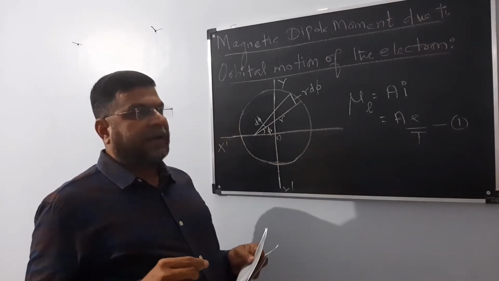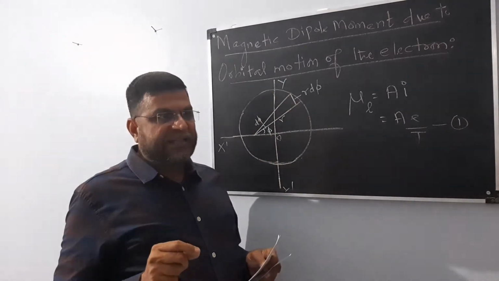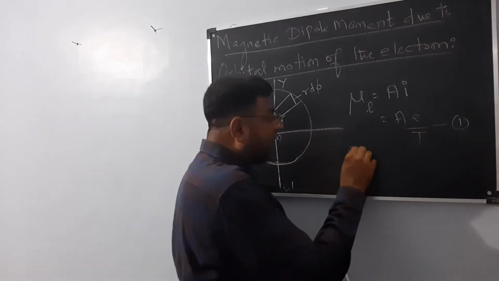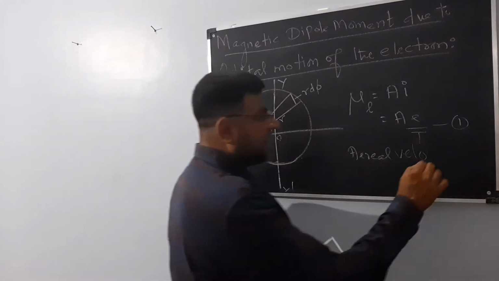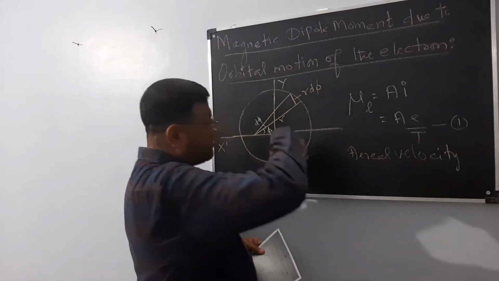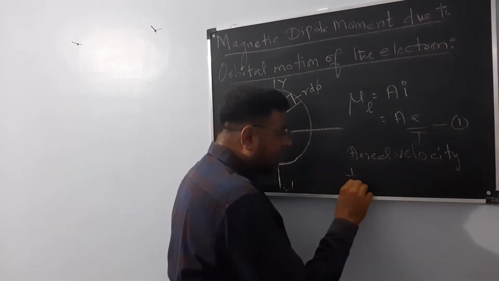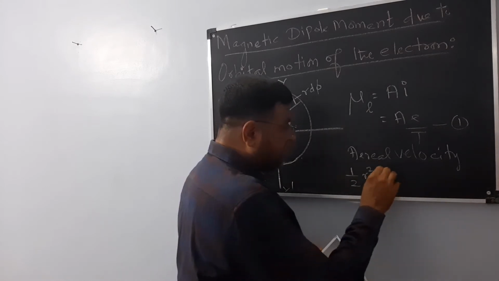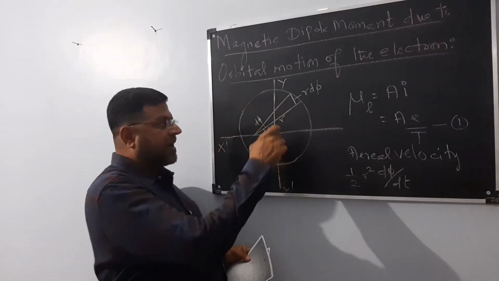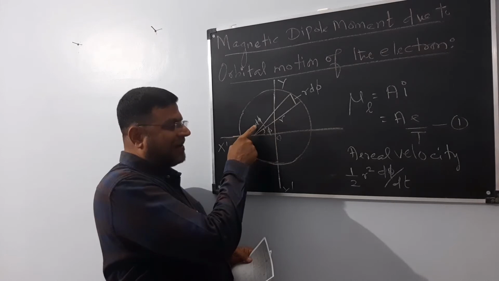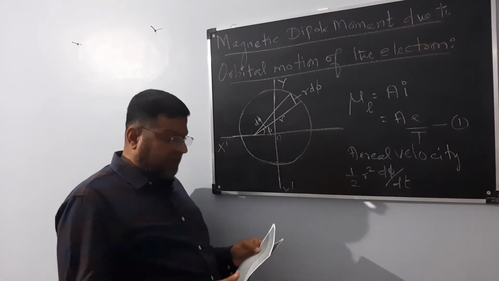So now when a particle, electron, is revolving through such a field, it will experience a velocity known as areal velocity, because through the area it is traveling. And that can be written as half r square d phi by dt, where r is the radius and phi is the small angle traced. So with respect to time, the angle will be changing, the radius will be changing.